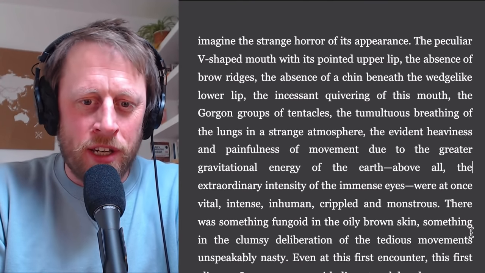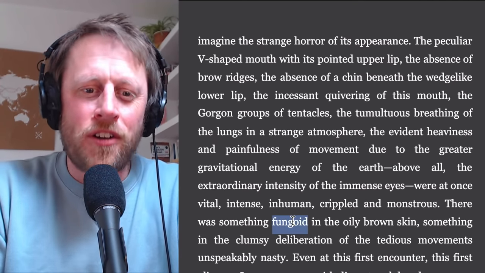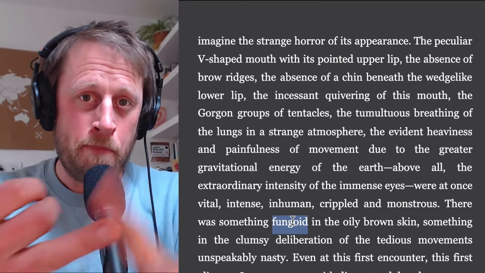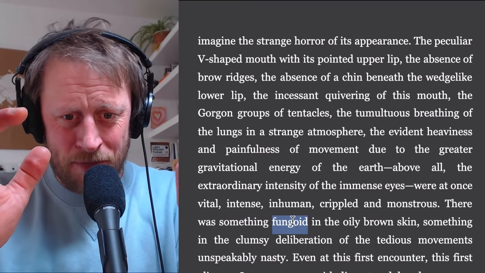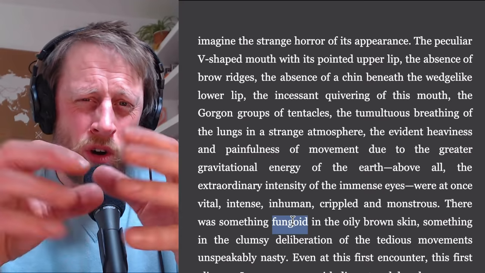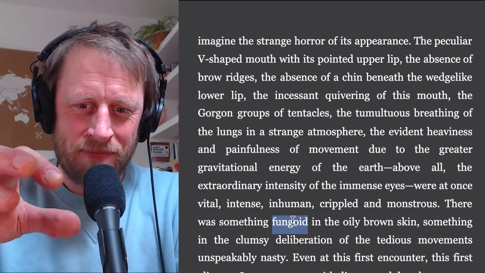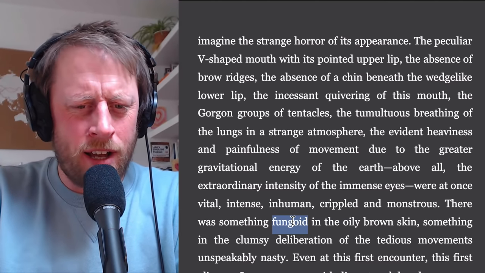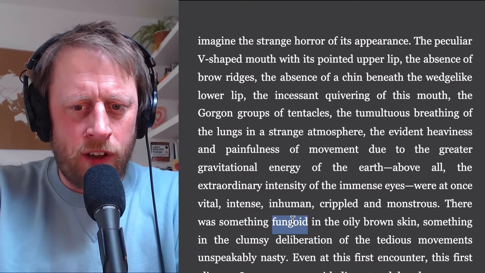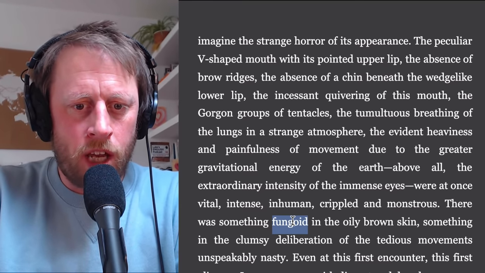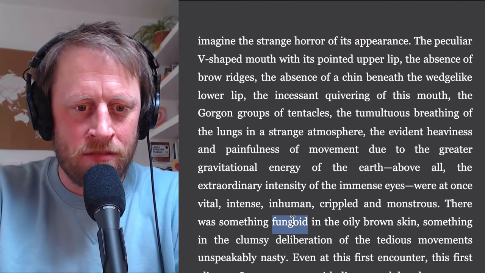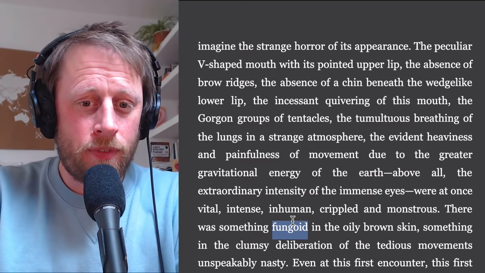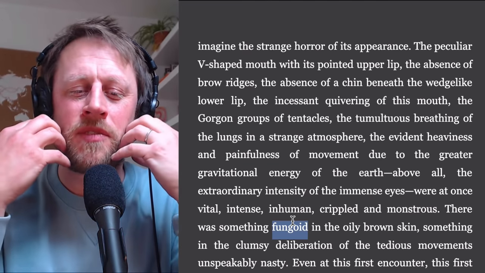There was something fungoid in the oily brown skin. Fungoid, meaning like a fungus. Fungus that would include things like mushrooms and mold. So the oily brown skin was somehow kind of like a fungus in texture. Something in the clumsy deliberation of the tedious movements, unspeakably nasty. Even at this first encounter, this first glimpse, I was overcome with disgust and dread. Whoa. A glimpse is a quick look. He was overcome, overpowered with a sense of disgust and dread.